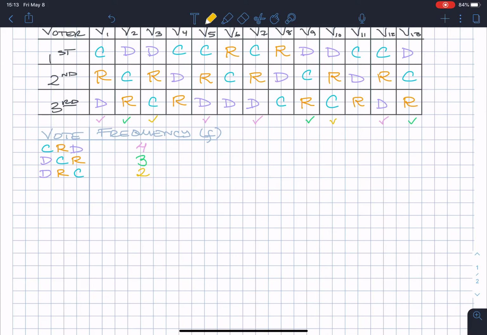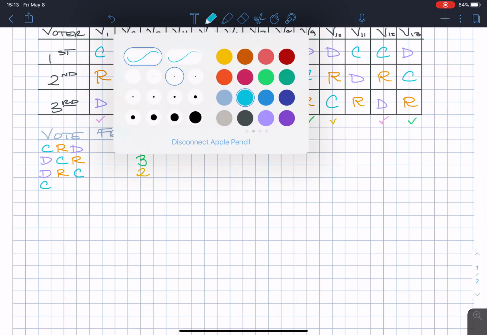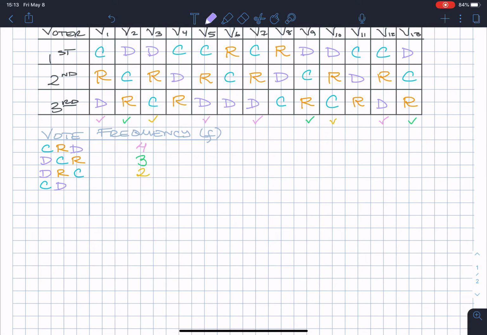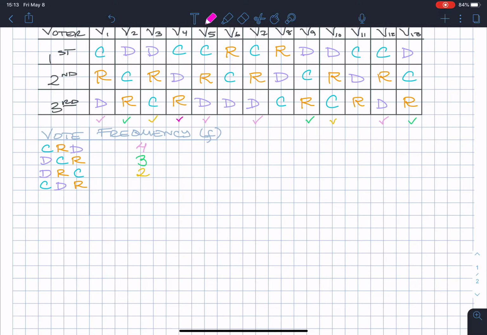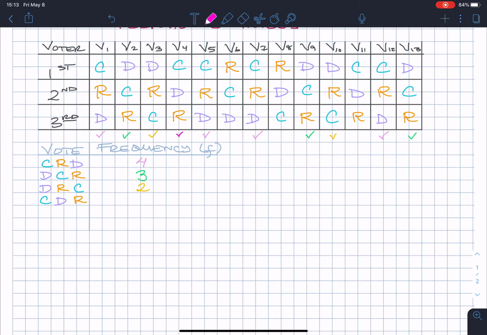The next one will be cats, dogs, rabbits. Let's do that in hot pink. So cats, dogs, rabbits. Voter 4 and looks like voter 11, and that's about it. So there's only 2 of those votes.